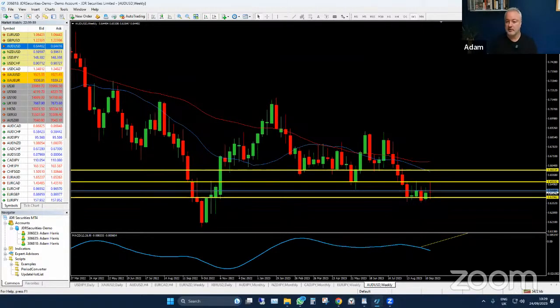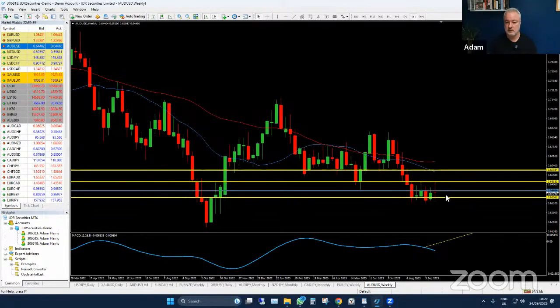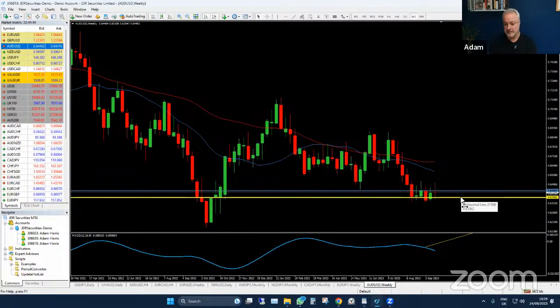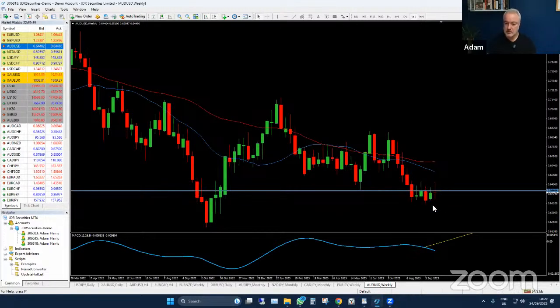Aussie dollar is slightly different. Here you can see, I usually have a script that clears up all these lines. Let's just get rid of them. They're just too thick. So here you can see we're largely going sideways. We're in a nice little consolidation patch. We've got wicks at the top. What does that tell me? It tells me it's trying to push back up, but it can't. The dollar is very strong.